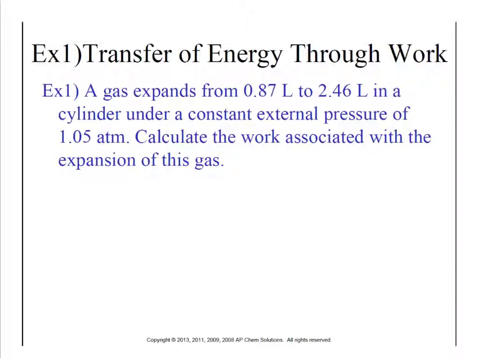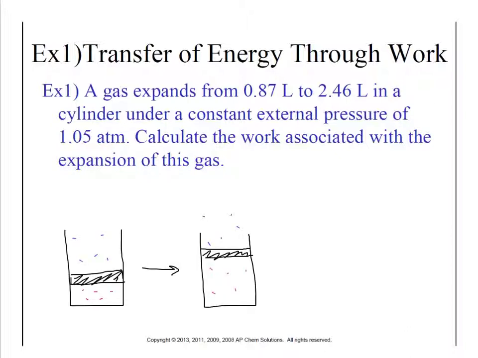All right, let's try an example. Here we have a gas that expands from 0.87 liters to 2.46 liters. It's in a cylinder with a piston, and there's a constant external pressure of 1.05 atmospheres. Here's what this would look like. We have our gas on the inside, the piston is going to go up, and so the volume will increase. The pressure on the outside is staying constant, so we have 1.05 atmospheres before and 1.05 atmospheres after, and that's what's pushing down on the piston.